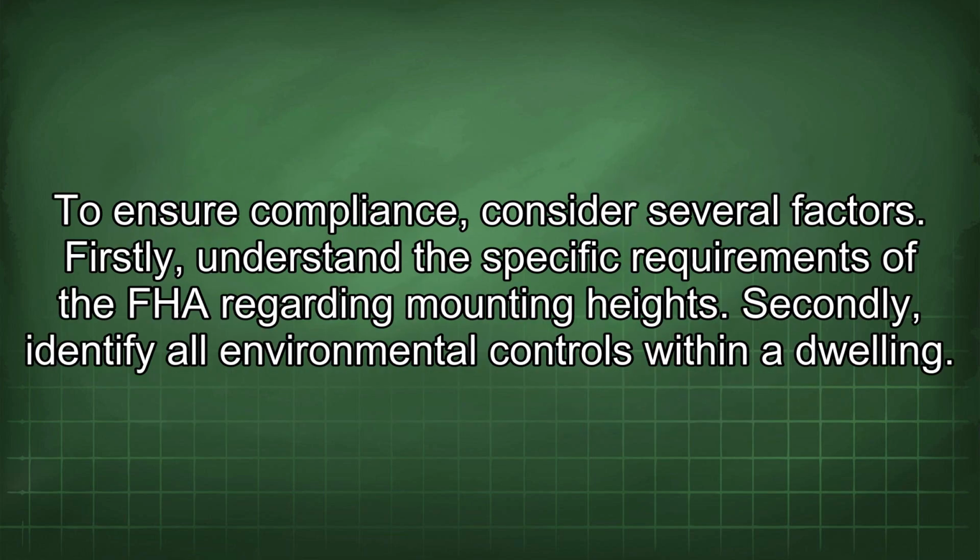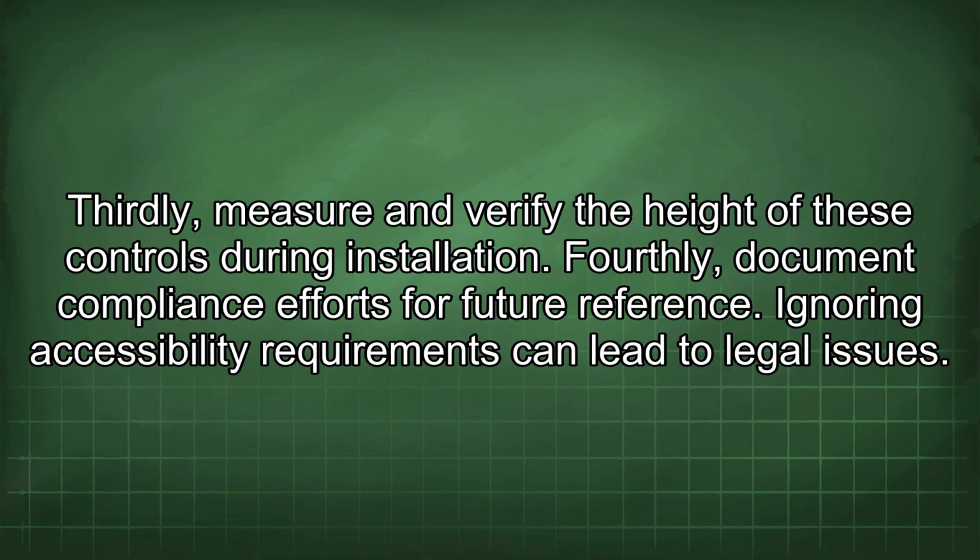To ensure compliance, consider several factors. Firstly, understand the specific requirements of the FHA regarding mounting heights. Secondly, identify all environmental controls within a dwelling. Thirdly, measure and verify the height of these controls during installation. Fourthly, document compliance efforts for future reference.